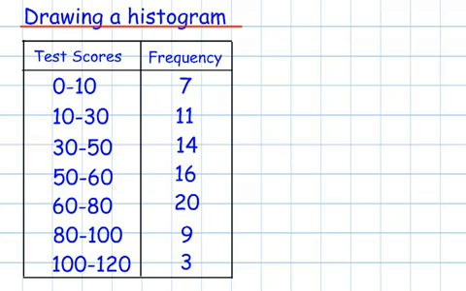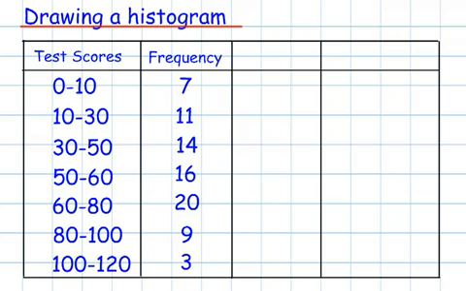To draw a histogram, we need to add on 2 more columns. The first column is the group width column, and the second column is the frequency density column. So we need to see the width between 0 and 10, which is 10. The width between 10 and 30 is 20. Between 20 and 50 is also 20.